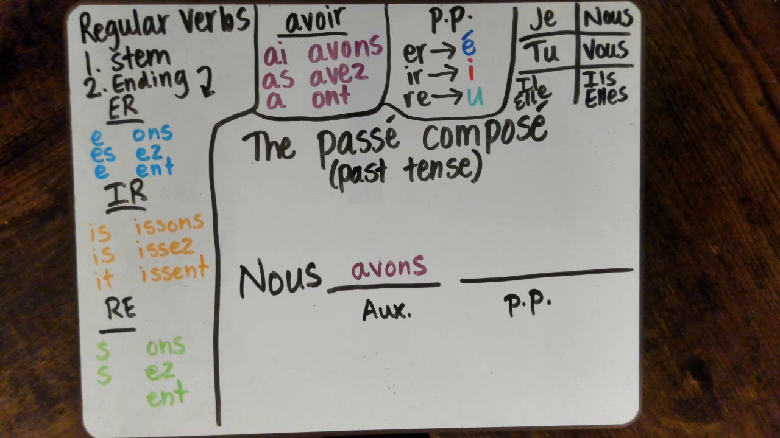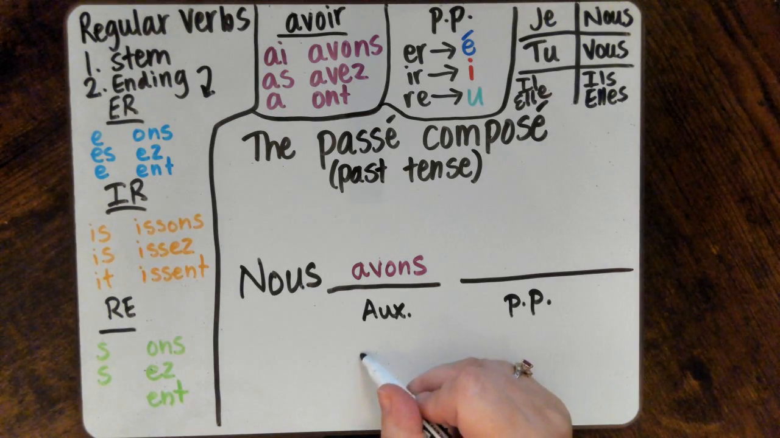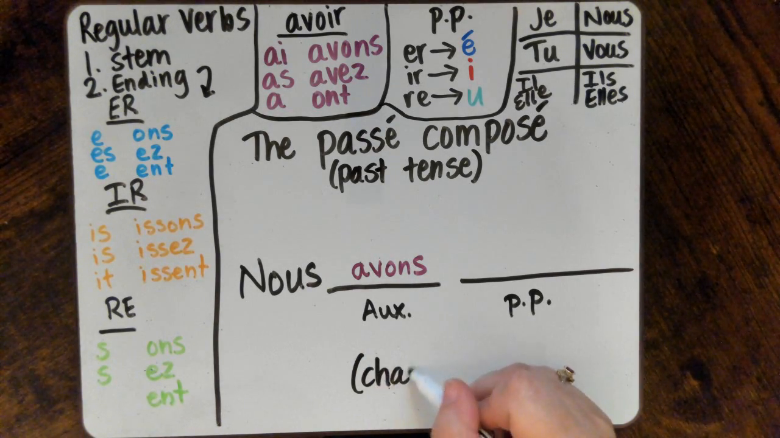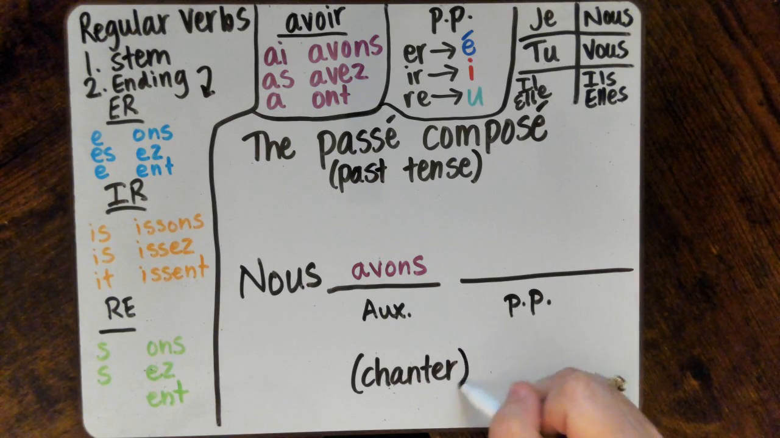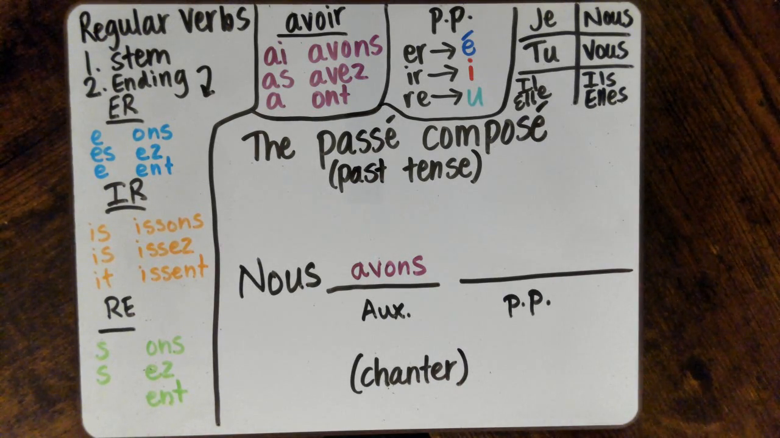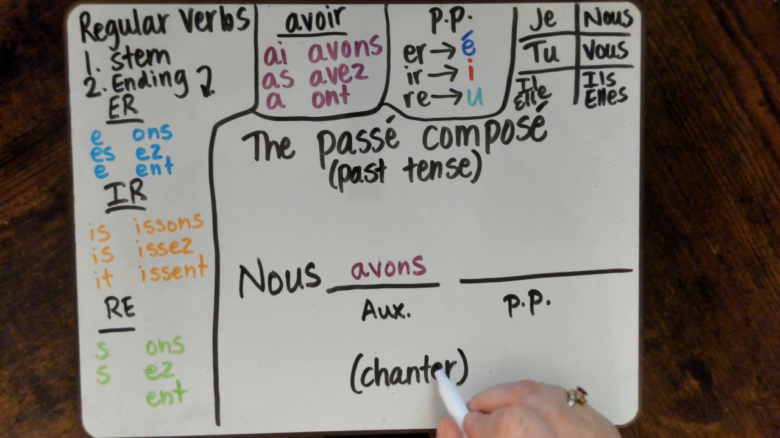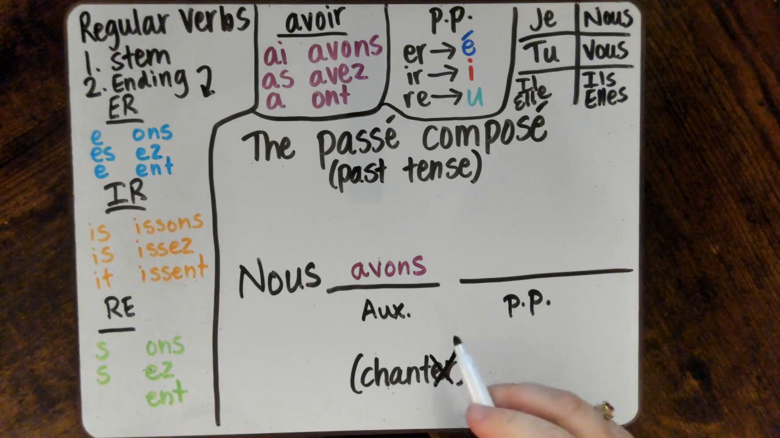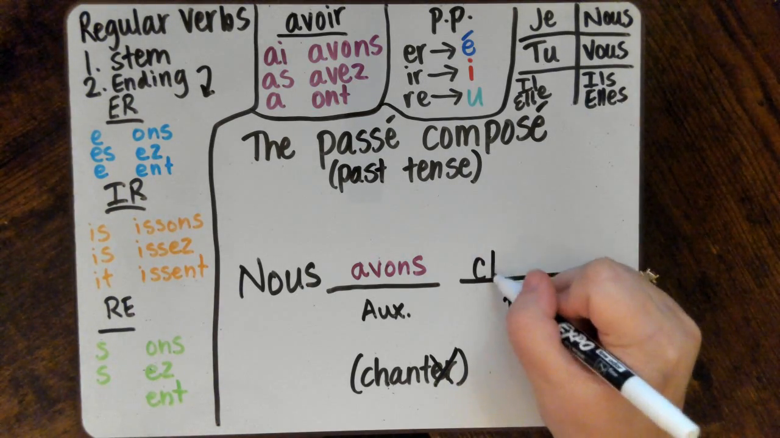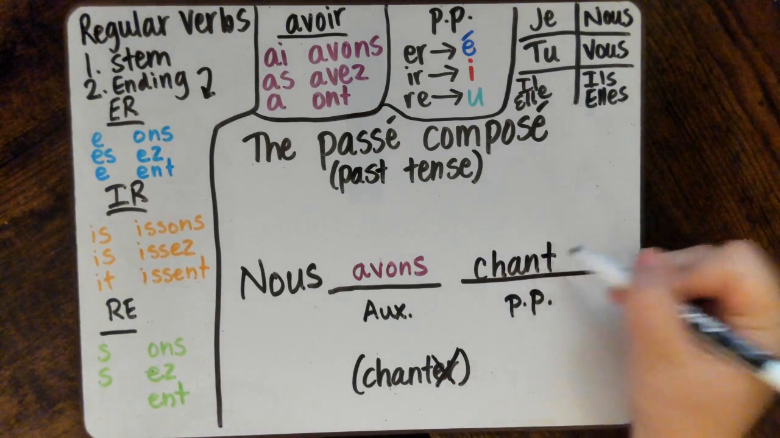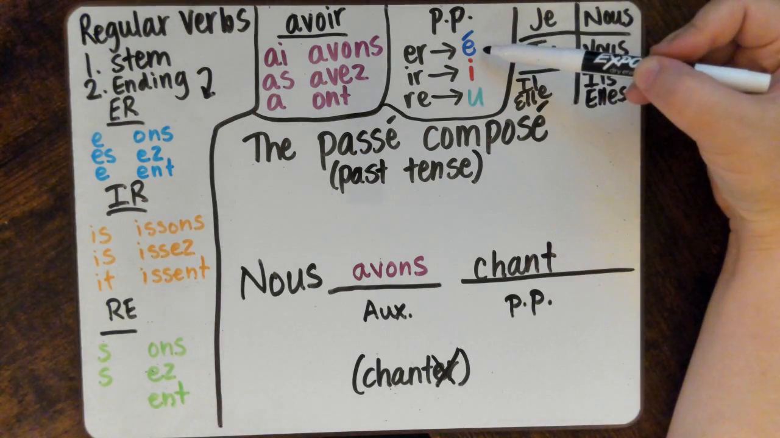And then let's conjugate the verb chanter. Okay, so we're putting the verb chanter in the Passé Composé. So to find the past participle of chanter, we're going to take off the er, and then that er is going to be replaced with é.